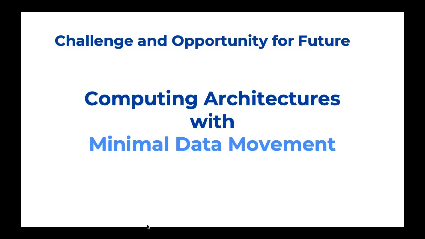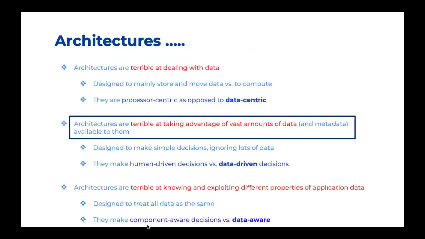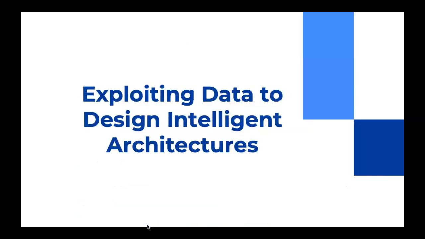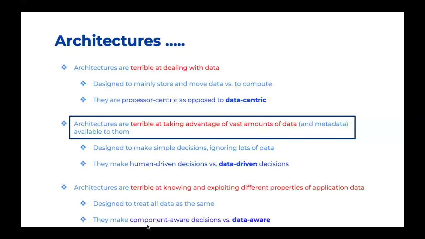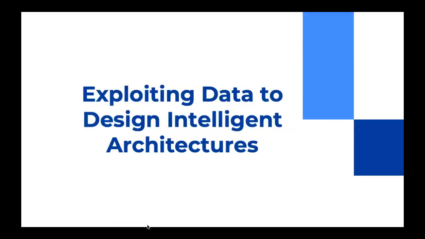We should rethink the computer architecture we have now, with minimal data movement. We should decrease data movement to achieve high performance. Architectures today, as we said, are terrible at taking advantage of the vast amount of data and metadata available to them. So what can we do for that? We will quickly go through these pointers, because they are a bit complex and we don't have enough time. We should explore data to design intelligent architectures.